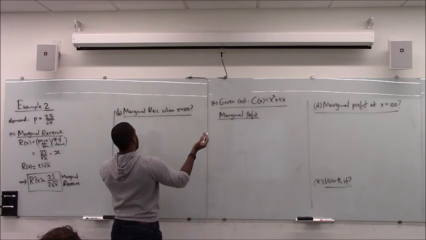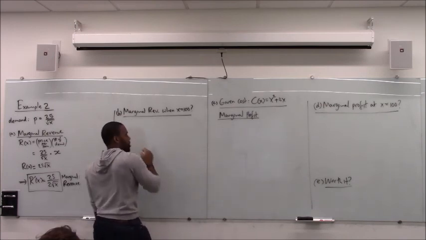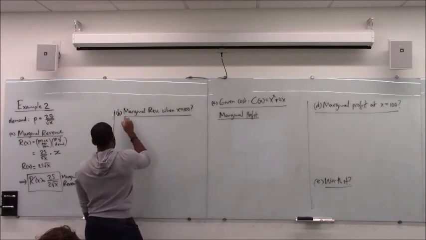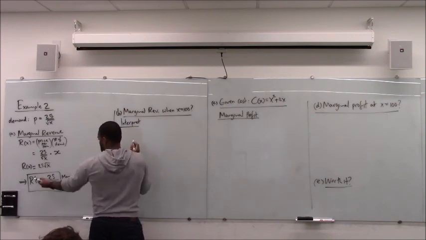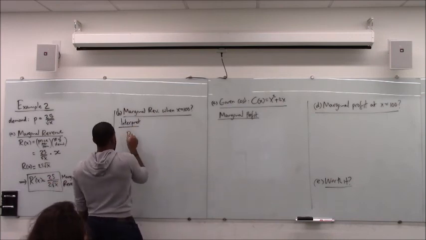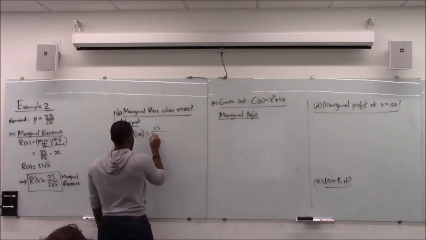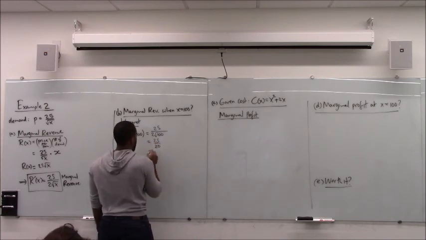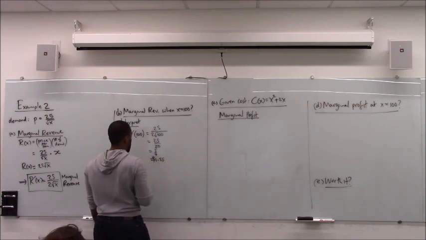Marginal revenue at 100. I believe I asked you to interpret this number as well. So we have the marginal revenue, so just plug in 100. R prime at 100 is going to be 25 over 2 times the radical of 100. It's 25 over 20, which is 5 over 4. So 1.25. So $1.25.